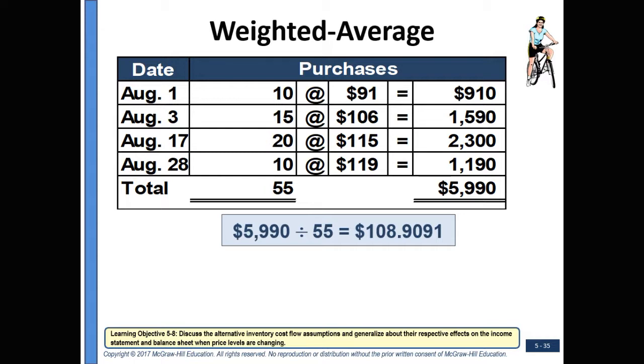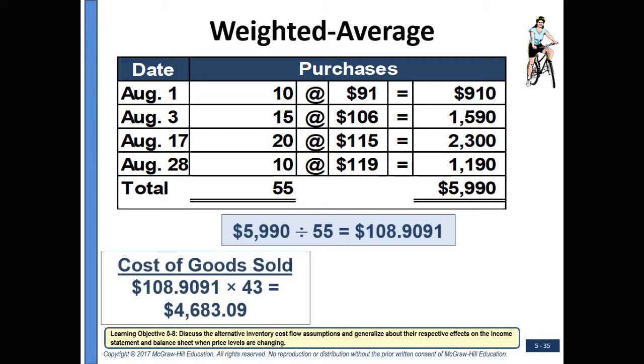If we are using a periodic inventory system, so we're truing it up at the end of the month, then we would take the 43 units that were sold and multiply that by the 108.9091 cost per unit.